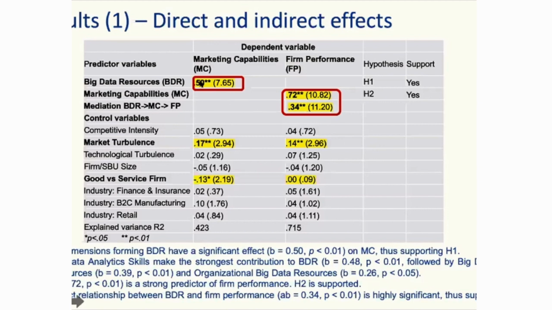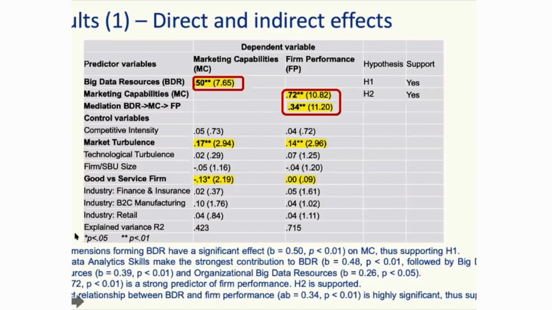So we can see it's a highly significant impact on marketing capabilities, and there's a highly significant impact also on firm performance. So big data resources definitely create a competitive advantage through increasing firm performance. And so we support hypothesis 1.